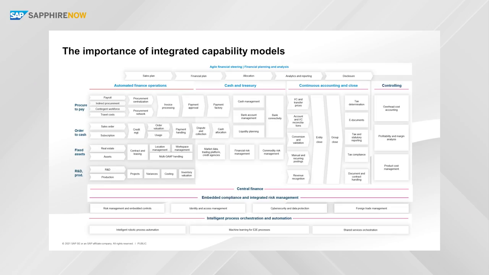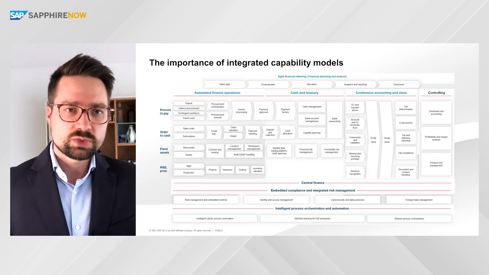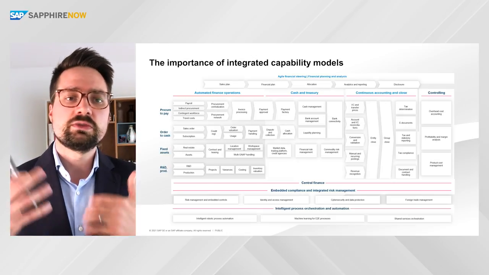And of course, there are a lot of process capabilities in different functional domains. How to address those process capabilities is an important thing we have to look at. I strongly recommend using integrated capability models. This is a one-pager I often use with our customers, where you look at the different finance domains, such as end-to-end financial steering from sales and financial planning up to disclosure, looking at automated finance operations, at cash and treasury, at continuous close, and the end-to-end processes to shape a holistic business picture and to discuss with each of those business areas what the improvement potential is for them.